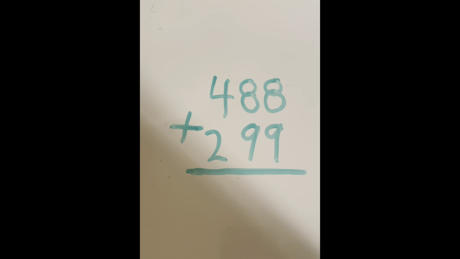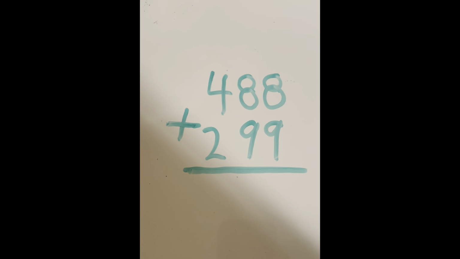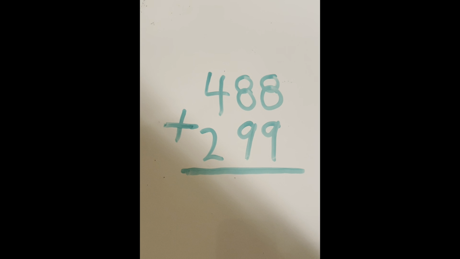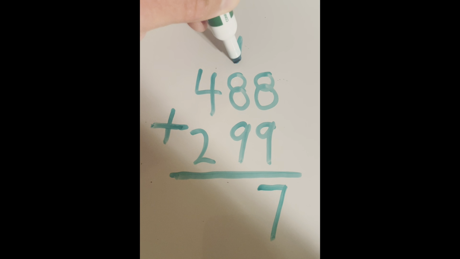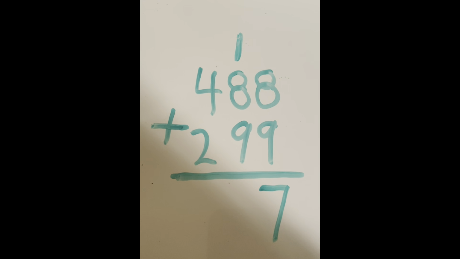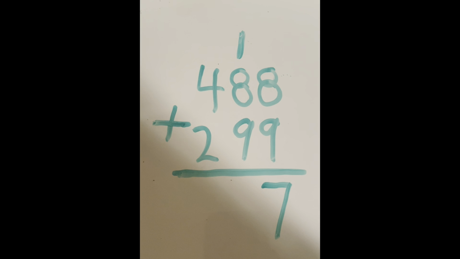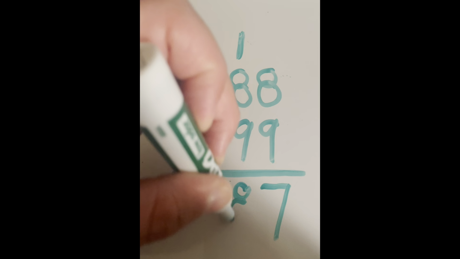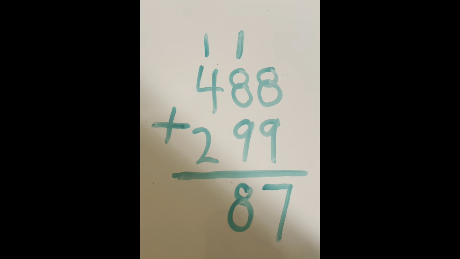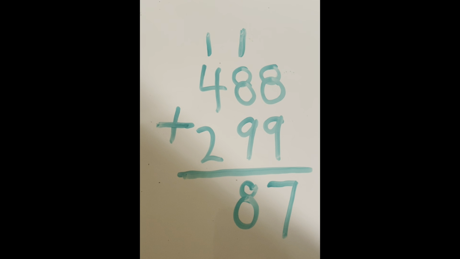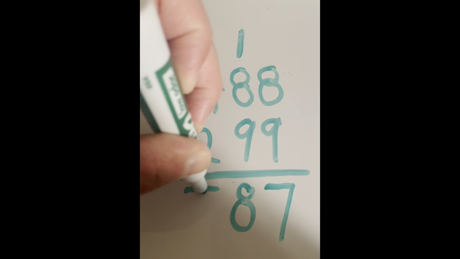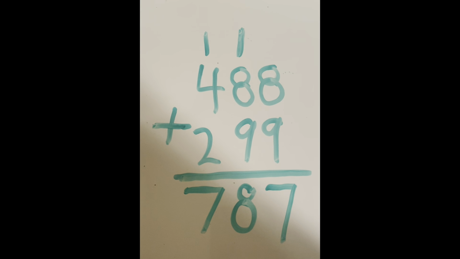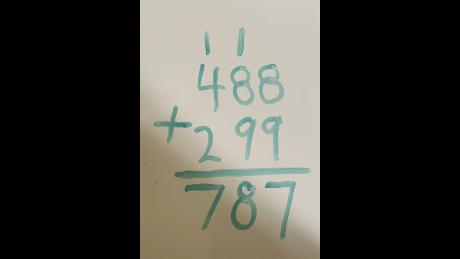Final example of the show, 488 plus 299. So we start in the ones place. 8 plus 9 equals 17. 7, carry the 1. 8 plus 9, again, equals 17. Plus 1 is 18. 8, carry the 1. 4 plus 2 is 6. We add the 1 that we carried over. That makes it 7. And our answer is 787.